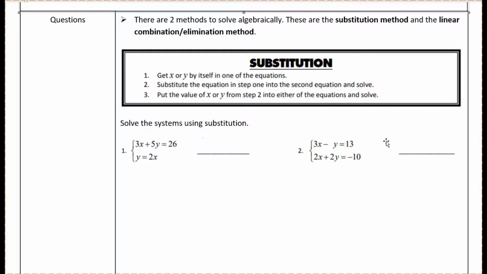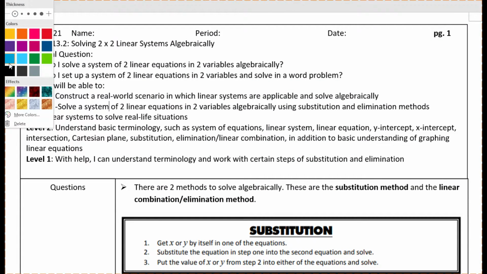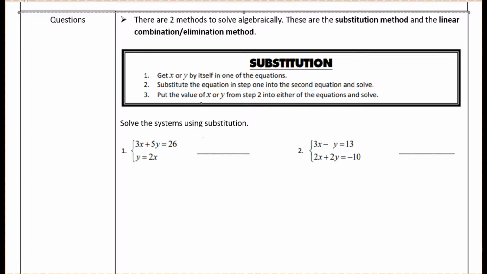The substitution method is essentially how it sounds. It's substituting or plugging in for one of the variables. So the idea is to get x or y by itself in one of the equations. Normally with these forms, x or y is already by itself, so you don't have to worry about getting it by itself. However, there are times where you may want to solve for the variable. As I said, for this method, get x or y by itself if it's not already by itself.